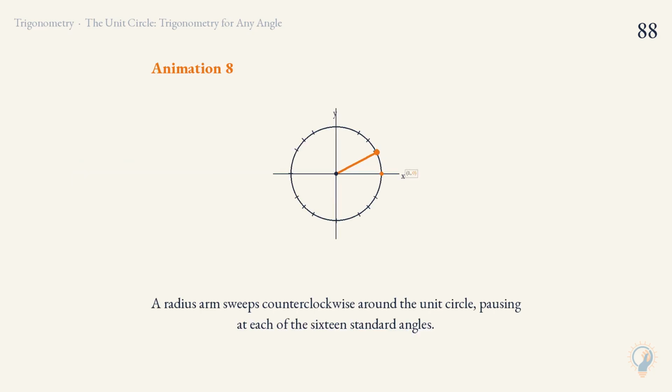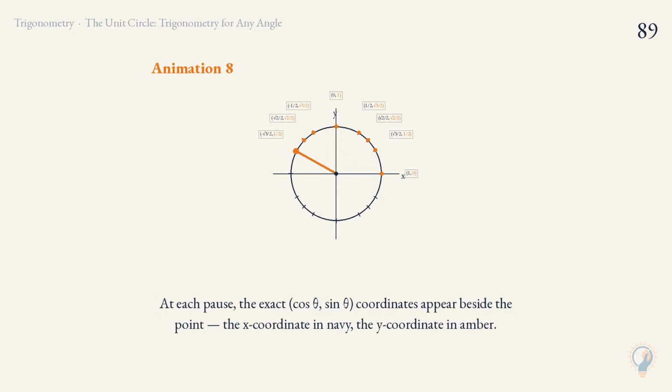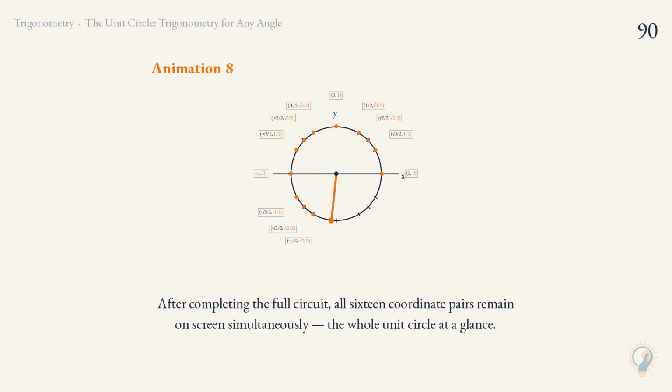Animation 8. A radius arm sweeps counterclockwise around the unit circle, pausing at each of the 16 standard angles. At each pause, the exact cosine theta, sine theta coordinates appear beside the point, the x-coordinate in navy, the y-coordinate in amber. After completing the full circuit, all 16 coordinate pairs remain on screen simultaneously. The whole unit circle at a glance.